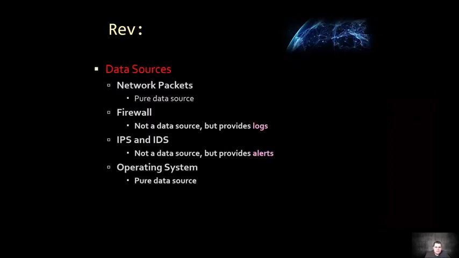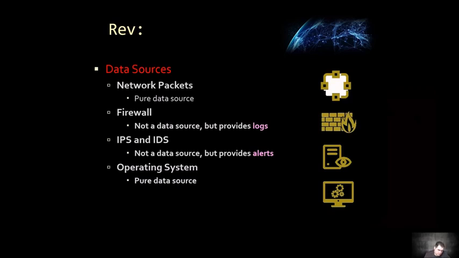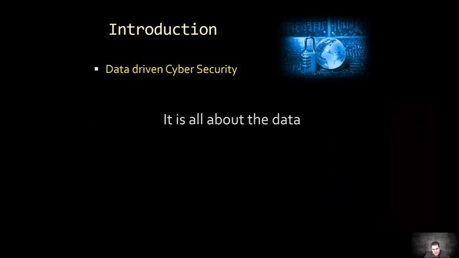We'll also discuss the network packets as they are the pure data source. Firewalls are considered to be not a data source, but a log provider. IDS and IPS are not data sources either, but they provide alerts, and the operating system is considered to be part of the pure data. This is one of the questions that you might find in your quiz. And the idea here is to make all of these components work together so we can get a big picture, and here we can make a good decision about data.